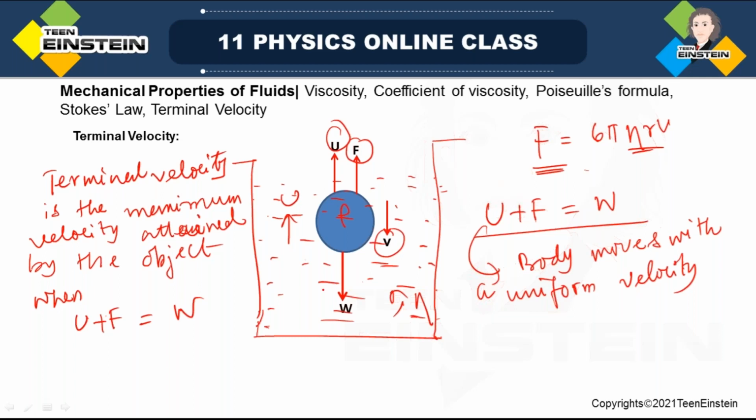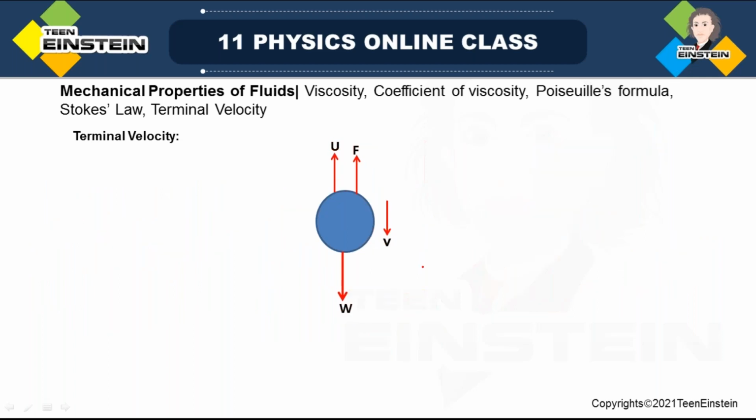So that velocity is called terminal velocity, and when it is at terminal velocity, then we can write that U plus F is equal to W. W is, suppose the ball has mass m, and let us say it has a radius small r, and it has a density rho also. So what is the weight? Weight will be mass into g. What is mass? 4 by 3 pi r cube rho, then into g.